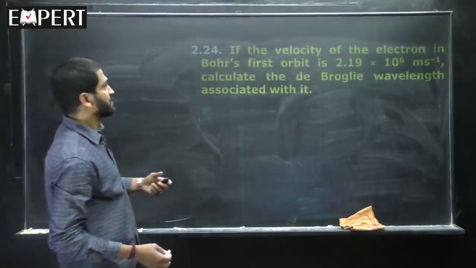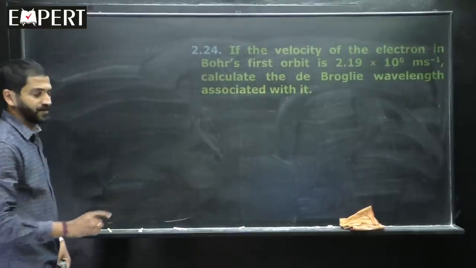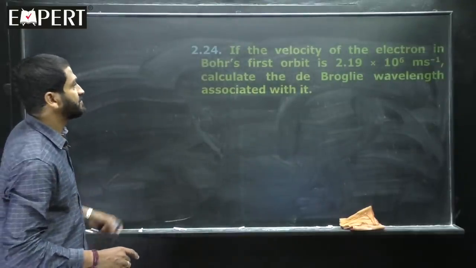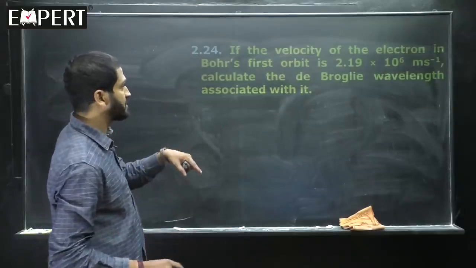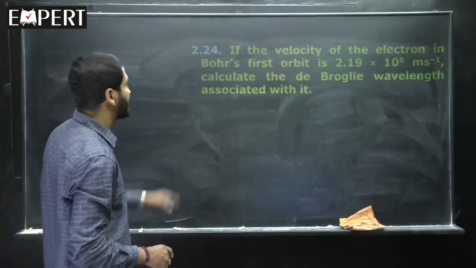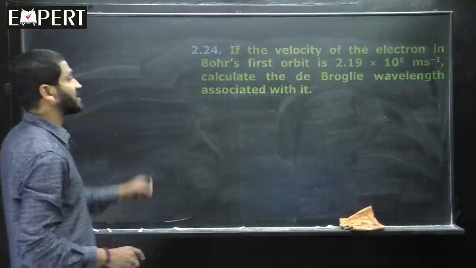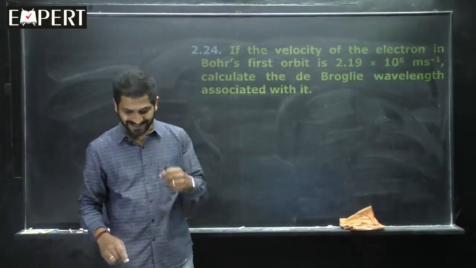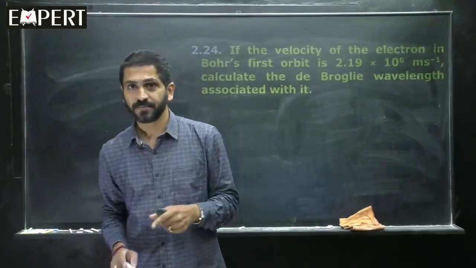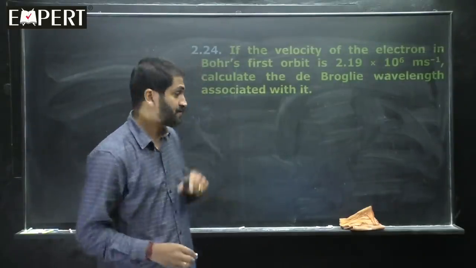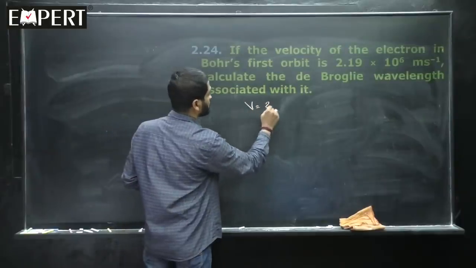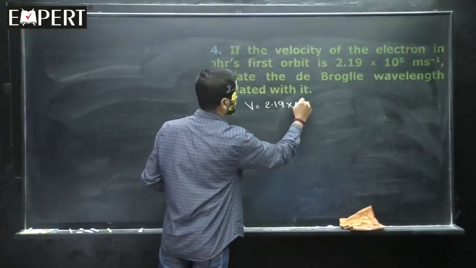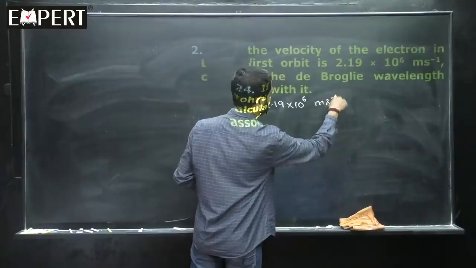Okay. Next one. If the velocity of an electron in Bohr's first orbit is 2.19 into 10 to the power 6, calculate the de Broglie wavelength associated with it. It means, you know, Bohr's orbit, first orbit, second orbit, third orbit. So there is an electron in the Bohr's first orbit which is traveling in the form of a wave, whose velocity is given as 2.19 into 10 to the power 6 meter per second.